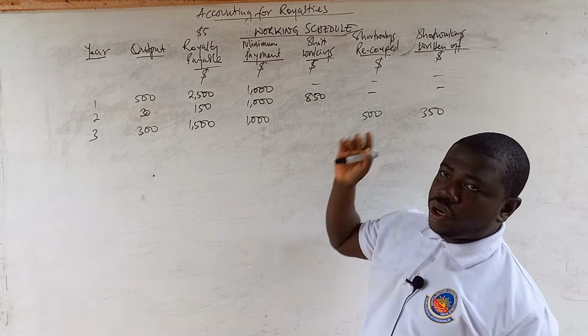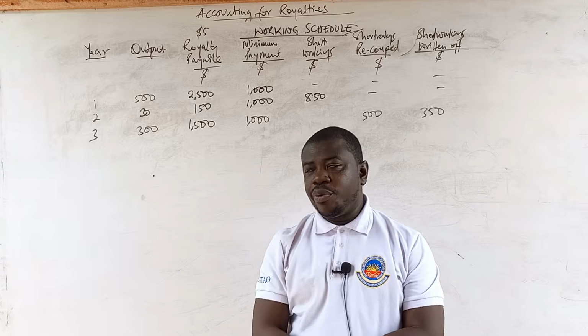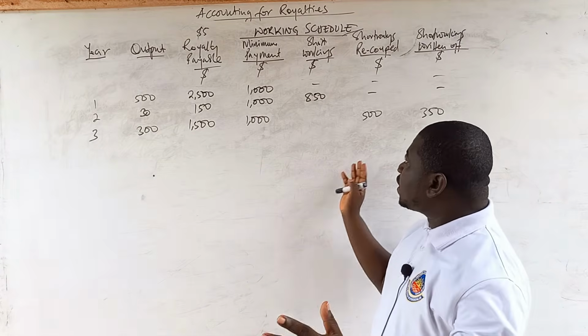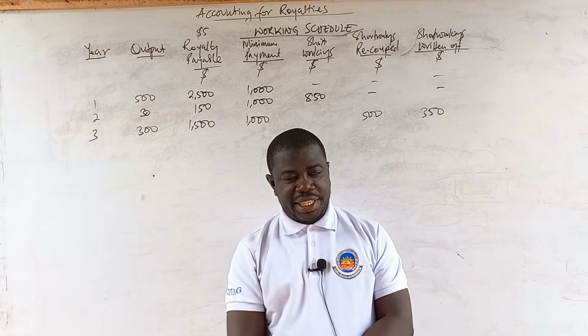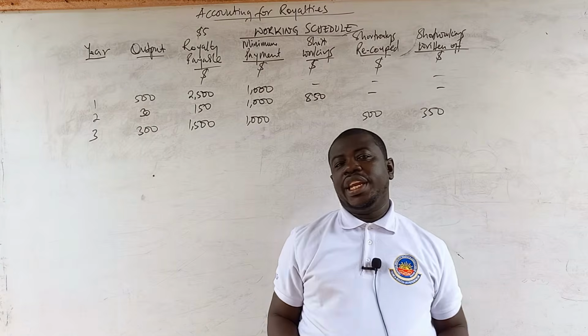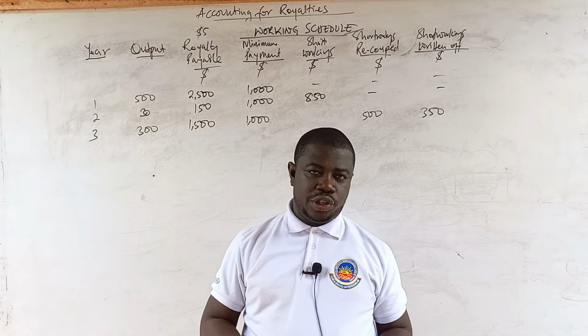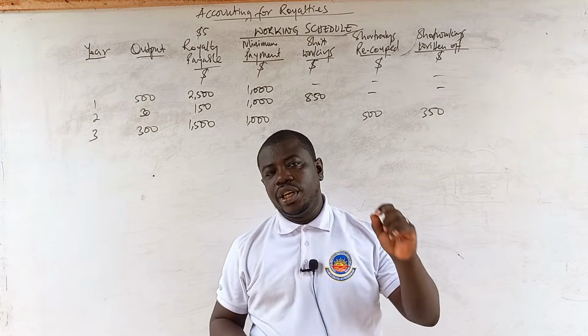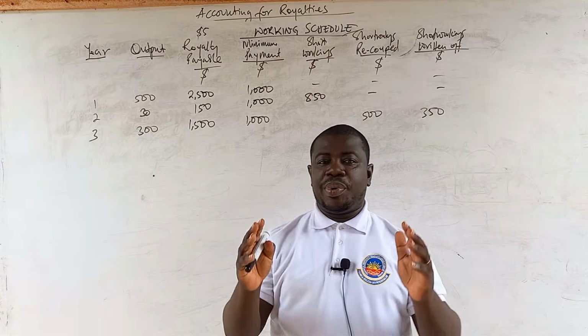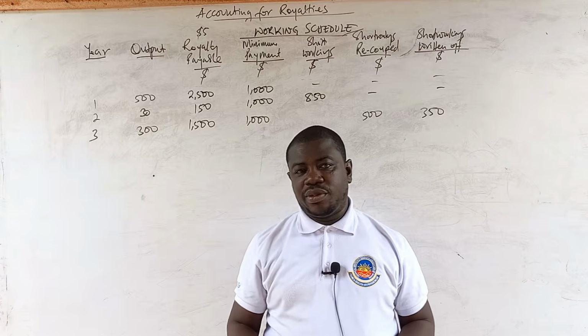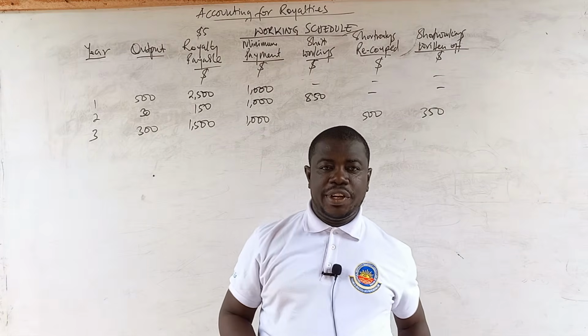And then I'm going to show you how to deal with the short workings when we are solving a question. So this is how to prepare the working schedule. Now, the next thing we are going to do is take a question, but that is going to be in part 2 of this video. We are going to take a question that will help us prepare accounts in the books of the tenant, as well as in the books of the landlord.